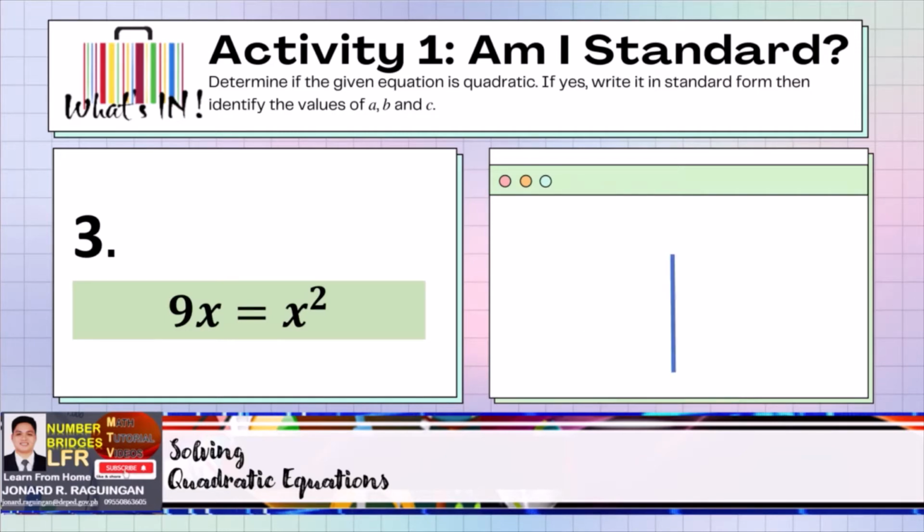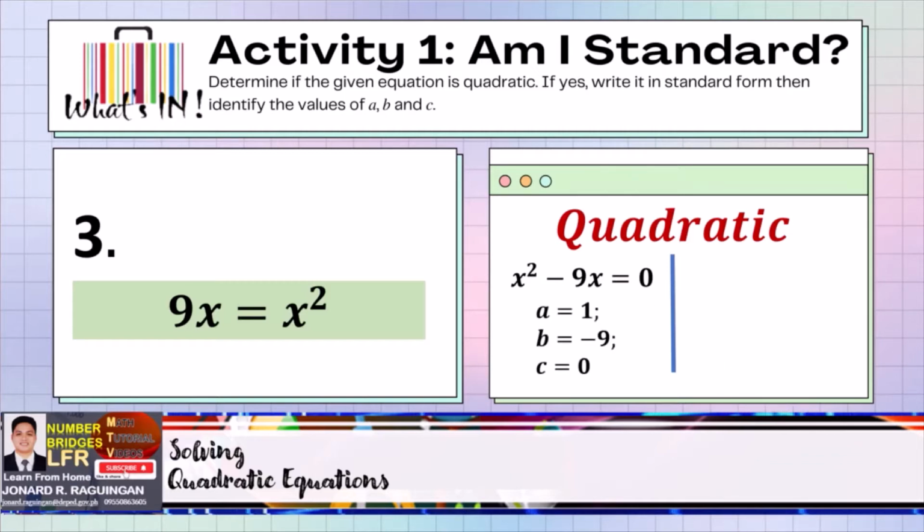Time up. The correct answer is quadratic. Very good. And its standard form is x squared minus 9x is equal to 0. The values of a, b, and c are as follows. A is equal to 1, b is equal to negative 9, c is equal to 0.